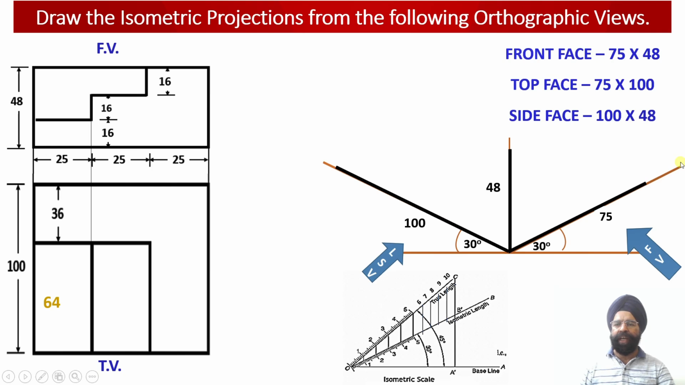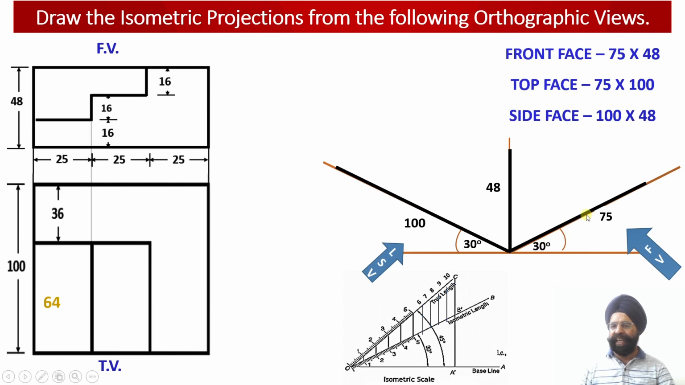Now let us evaluate the dimensions of the front face, top face and the side face of the solid. So looking at this construction from the front view, we find that the length of the solid happens to be 75 millimeter, while the height of the solid is equal to 48 millimeter. So the front view face will be measuring 75 millimeter by 48 millimeter. Here we can see the front view we have drawn along the YZ axis.